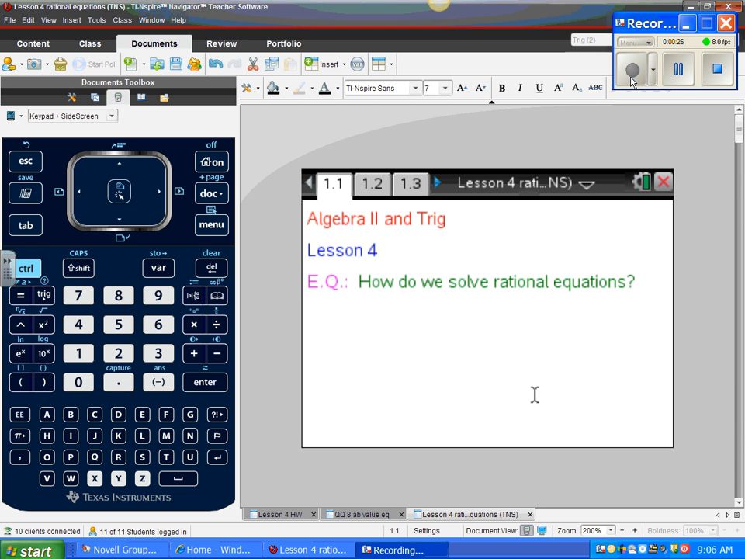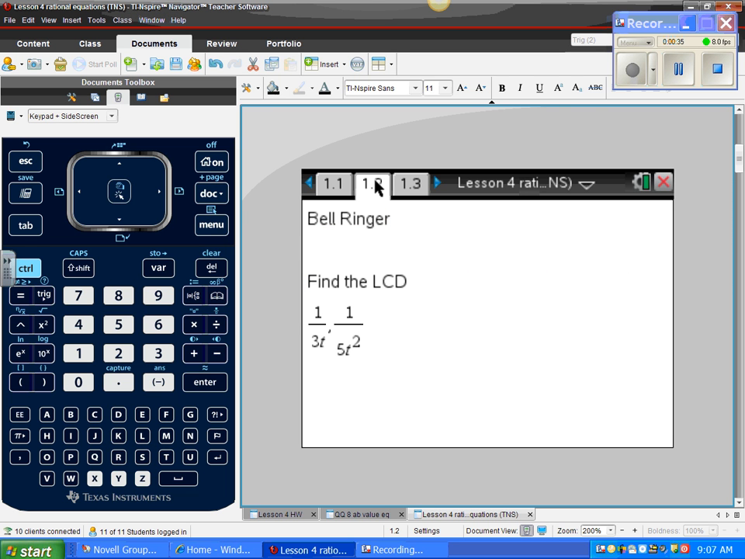What's the difference between an expression and an equation? An equal sign, right. Which one has the equal sign? Equation. Great. Okay, so just a reminder, go ahead and find me that LCD.